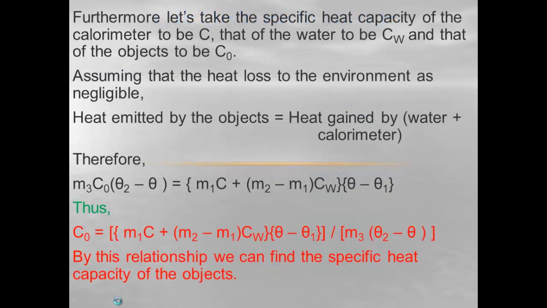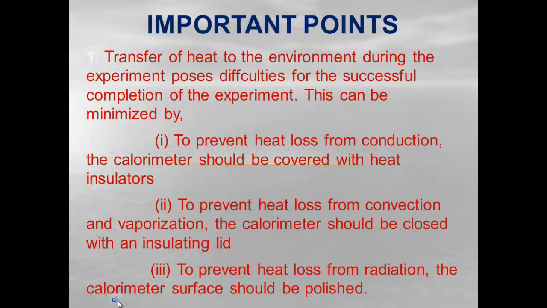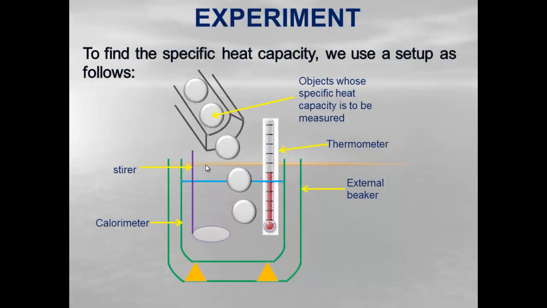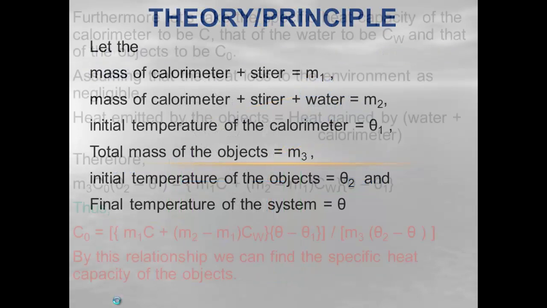To prevent convection, you can close the calorimeter with an insulating lid. Convection currents need air to flow, either natural or forced convection. So convection does not occur here, because there's no forced air flow over this calorimeter and the water column. Although there may be air flow outside, it will not affect the system because the lid closes it. So that is a method to prevent convection.